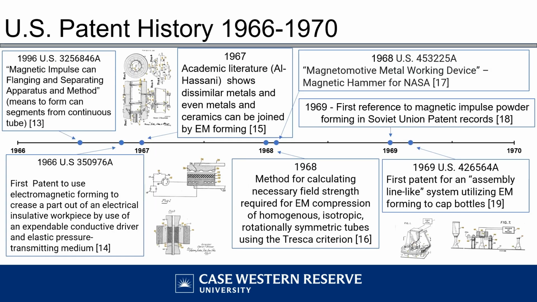In the late 1960s, EM forming trended toward automation, and several additional important advancements extending the applicability of EM forming were described. EM forming was used to automate the flanging and separation of metallic cans, and, by the end of the decade, the capping of glass bottles.